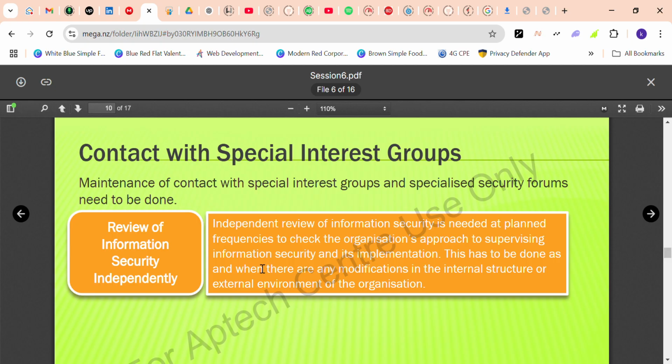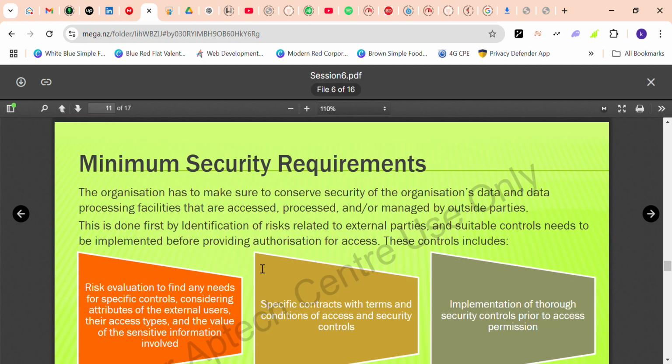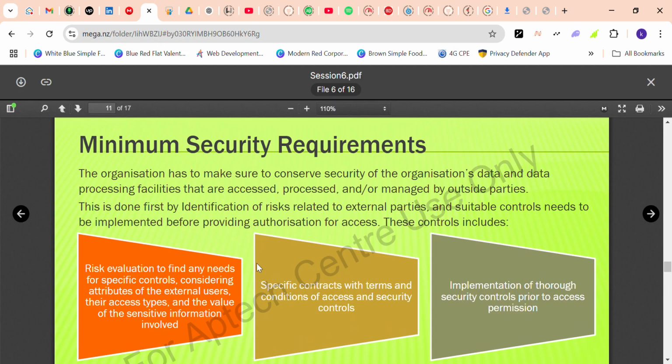This has to be done as and when there are any modifications in the internal structure or external environment of the organization. Also, this has to be put in place. Then let's move to the minimum security requirements. I'm talking of the minimum security requirement.